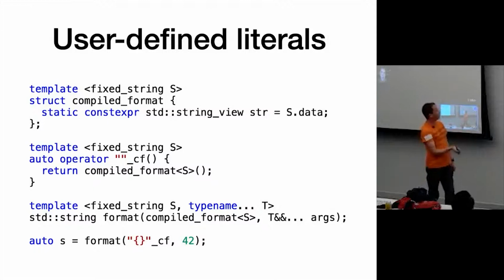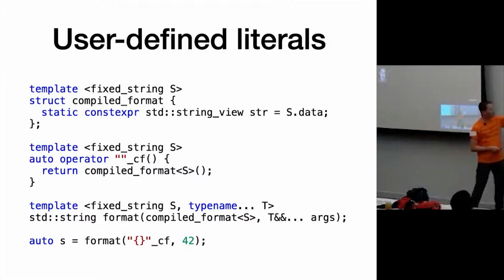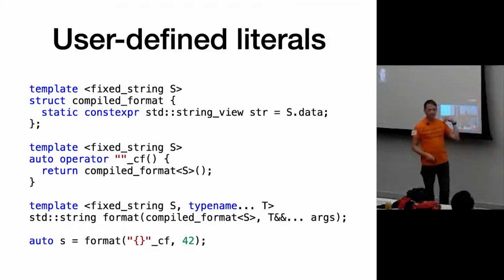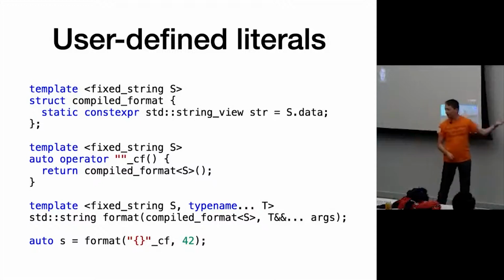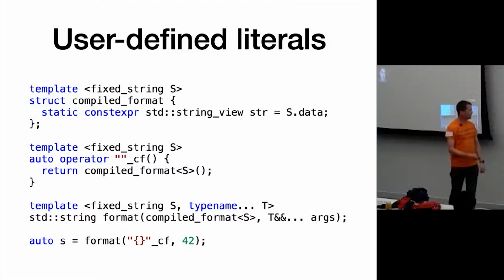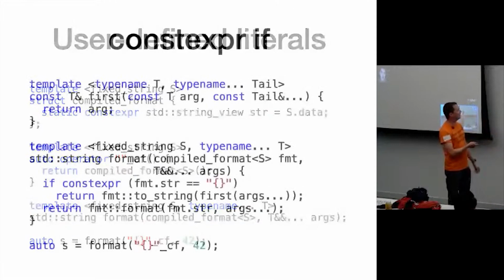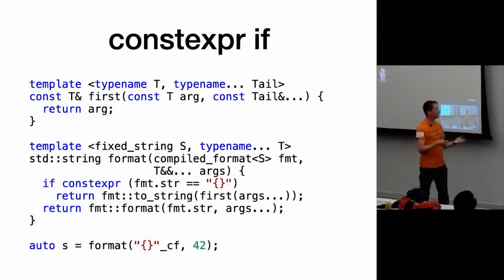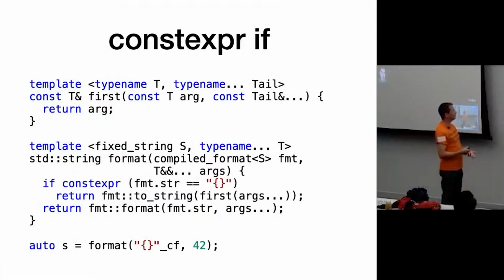Okay, so putting it all together, we have this compiled format, we have the UDL, now we have the actual desirable API, format, that takes compiled format. In the previous one, the default API takes, instead of compiled format, if you remember, a format string. This is a different overload. That's basically for the API part, but we also need to implement the compilation. Implementation in general is quite tricky.